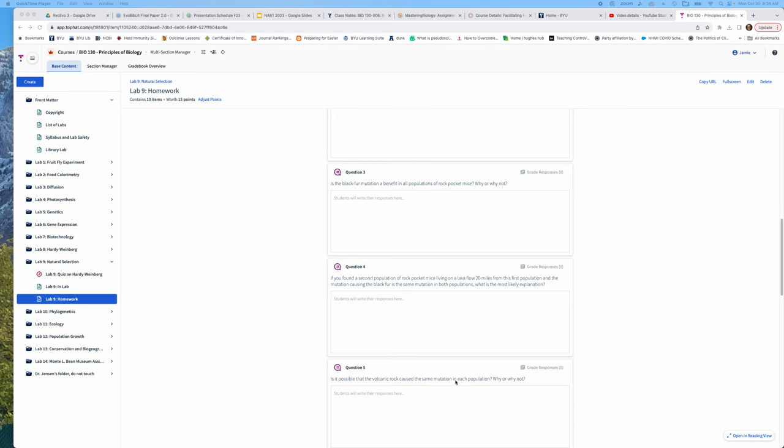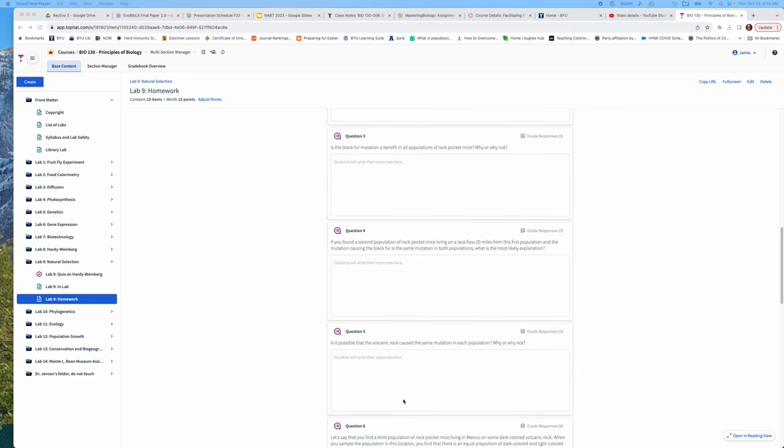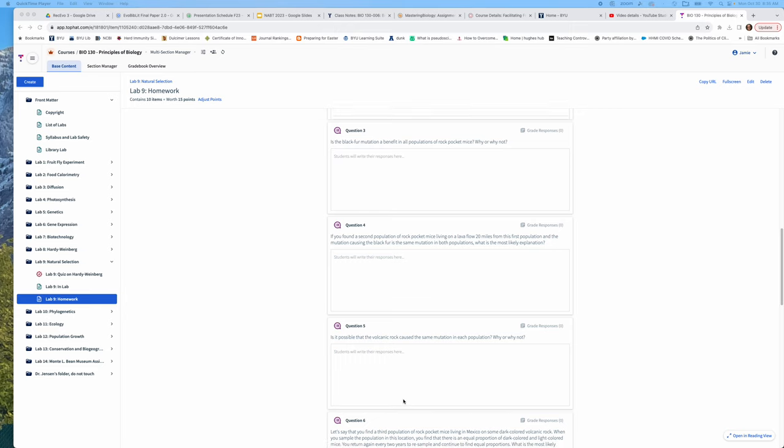But it's asking here in number five, is it possible that the volcanic rock caused the same mutation in each population? The answer to that is unequivocally no, right? Because the environment does not cause the mutation. But could it have selected for a similar or same mutation? Yes, but it does not cause it.